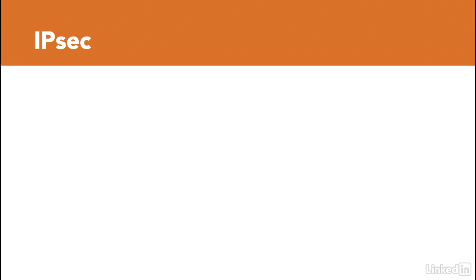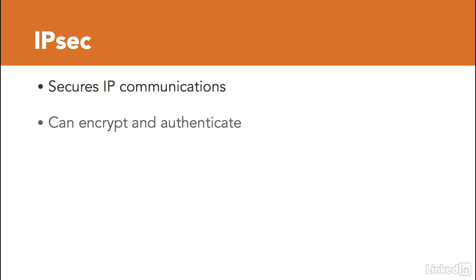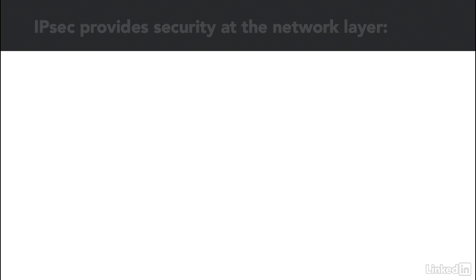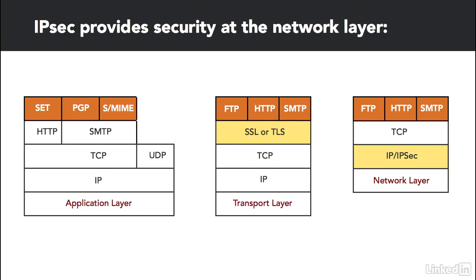IPsec is a framework for securing IP communications and is designed to provide security for IP version 4 and IP version 6. IPsec can both encrypt and authenticate each IP packet of a session between hosts or networks across the LAN and the Internet. IPsec can protect a much wider range of applications than SSL, and no special training is required when using IPsec. We can add IPsec to IP version 4 or IP version 6 by using additional headers.